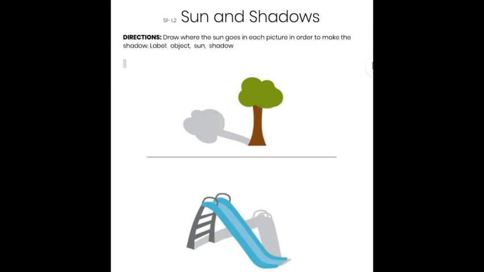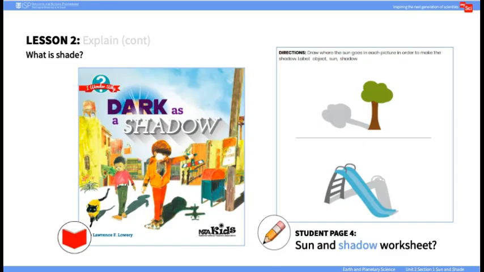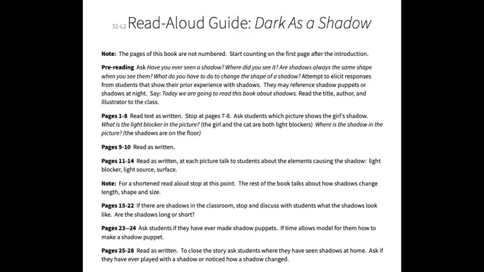They will then connect shadows back to their previous learning about shade. Have them discuss how shadows from trees and objects on the playground create shade. Next, read aloud the book Dark as a Shadow by Lawrence Lowry. The Read Aloud guide found in the teacher pages here provides guidance for discussing what causes shadows, as well as how shadows change length, shape, and size.